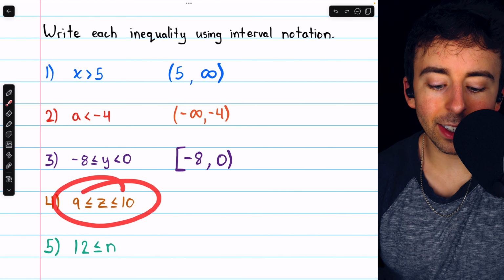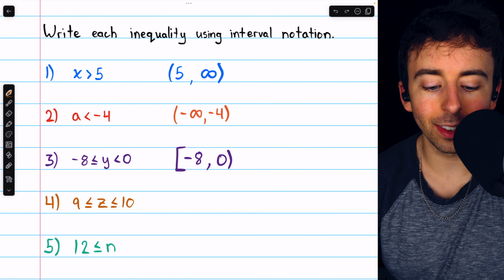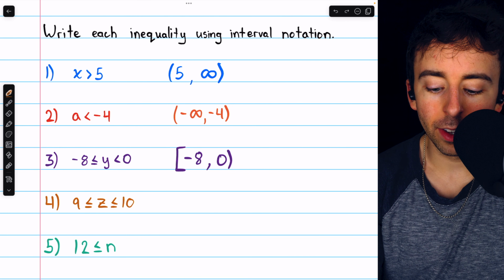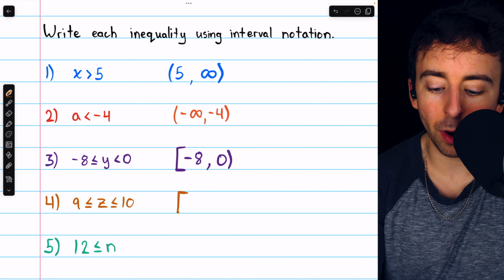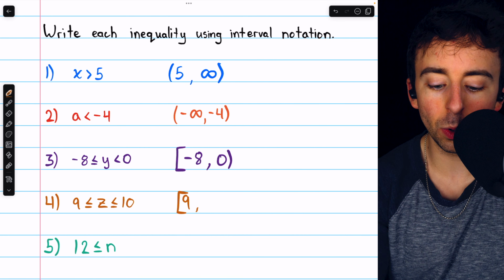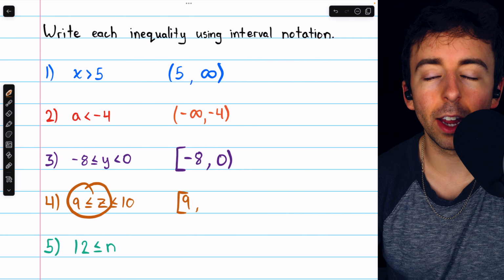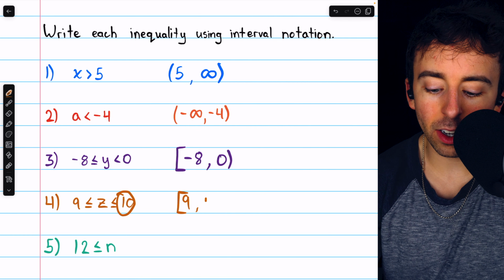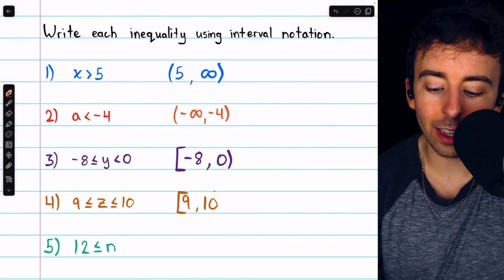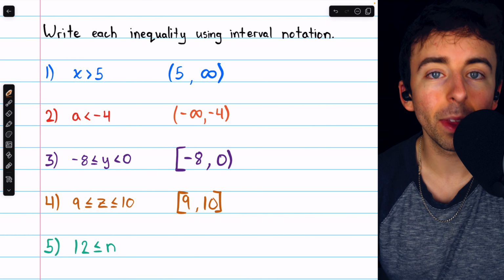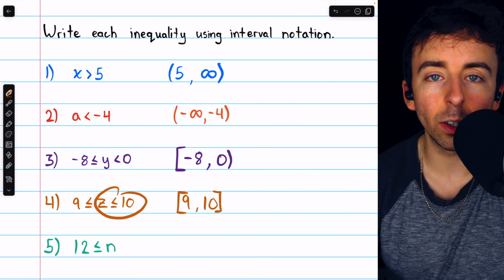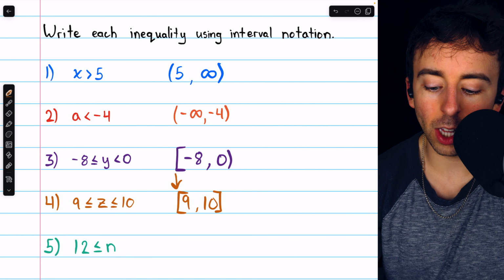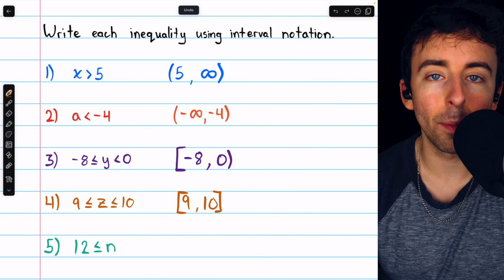Then we have 9 is less than or equal to z is less than or equal to 10. So 9 has to be written with the bracket because 9 is included. Z can be greater than or equal to 9. And then our upper bound is 10, which can also be included, and so is written with a bracket. Z is less than or equal to 10. So we have a bracket on the lower bound and a bracket on the upper bound.